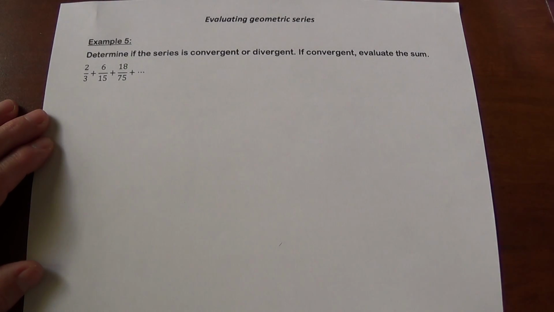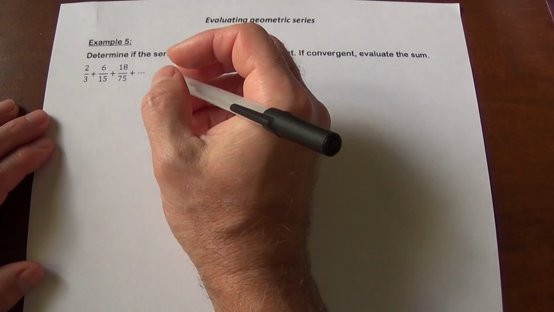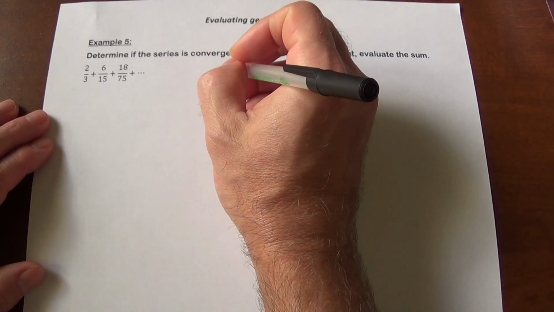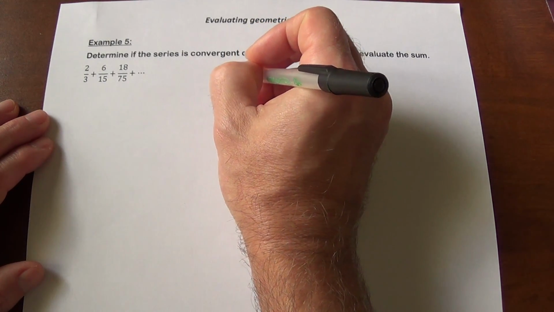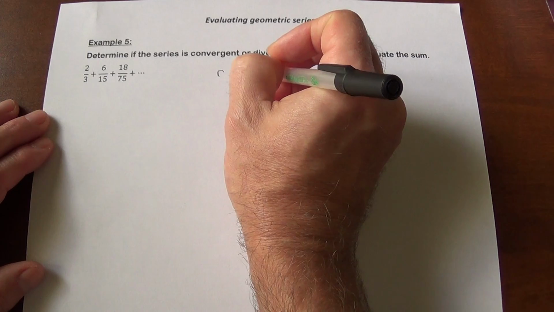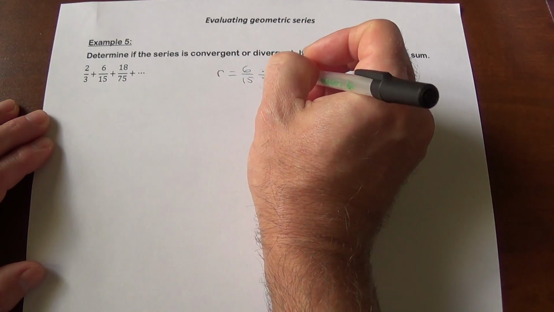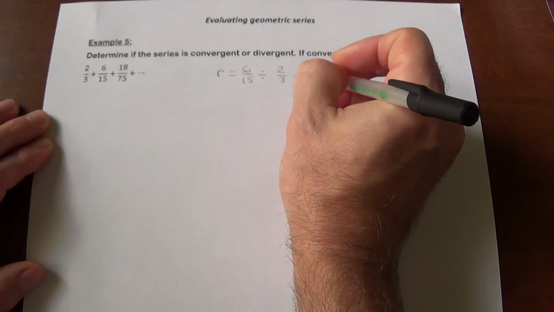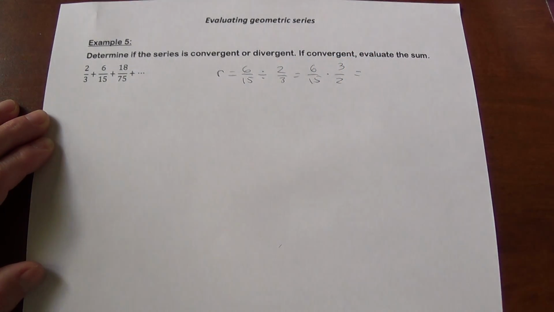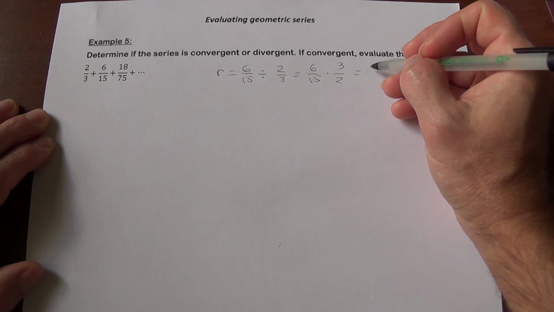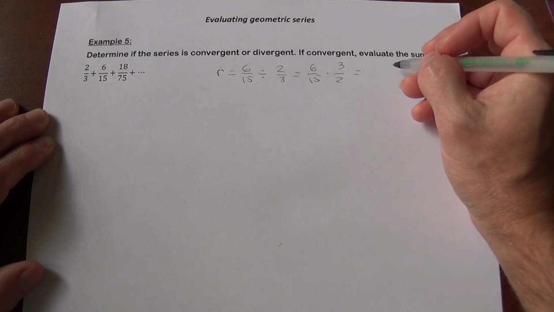And one last problem here, this series here. So let's see. We need to find the common ratio. So for the common ratio, we're going to take 6/15. We're going to divide it by 2/3. It's going to be 6/15 times 3/2. And it is going to give us, what are we getting here? 3/5, right?